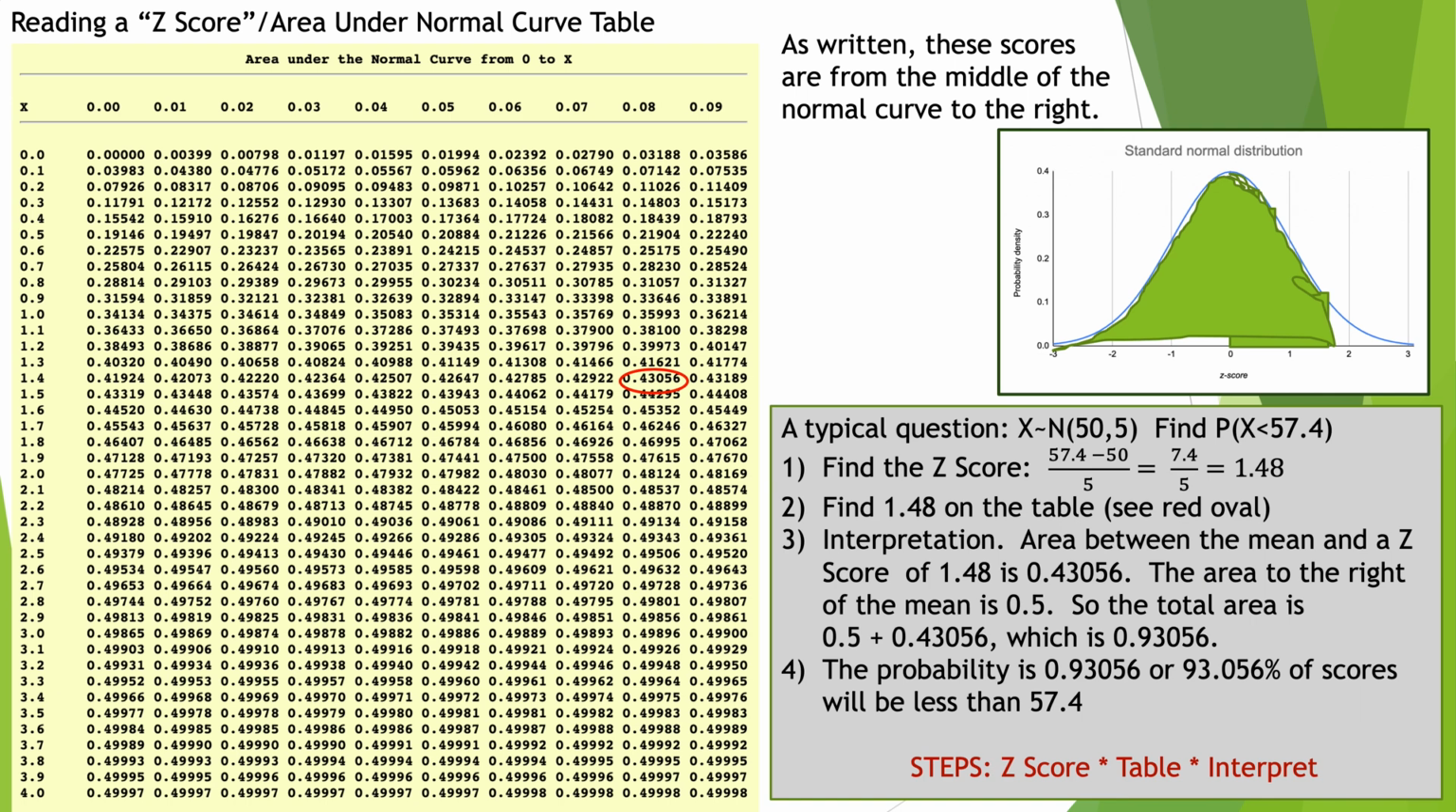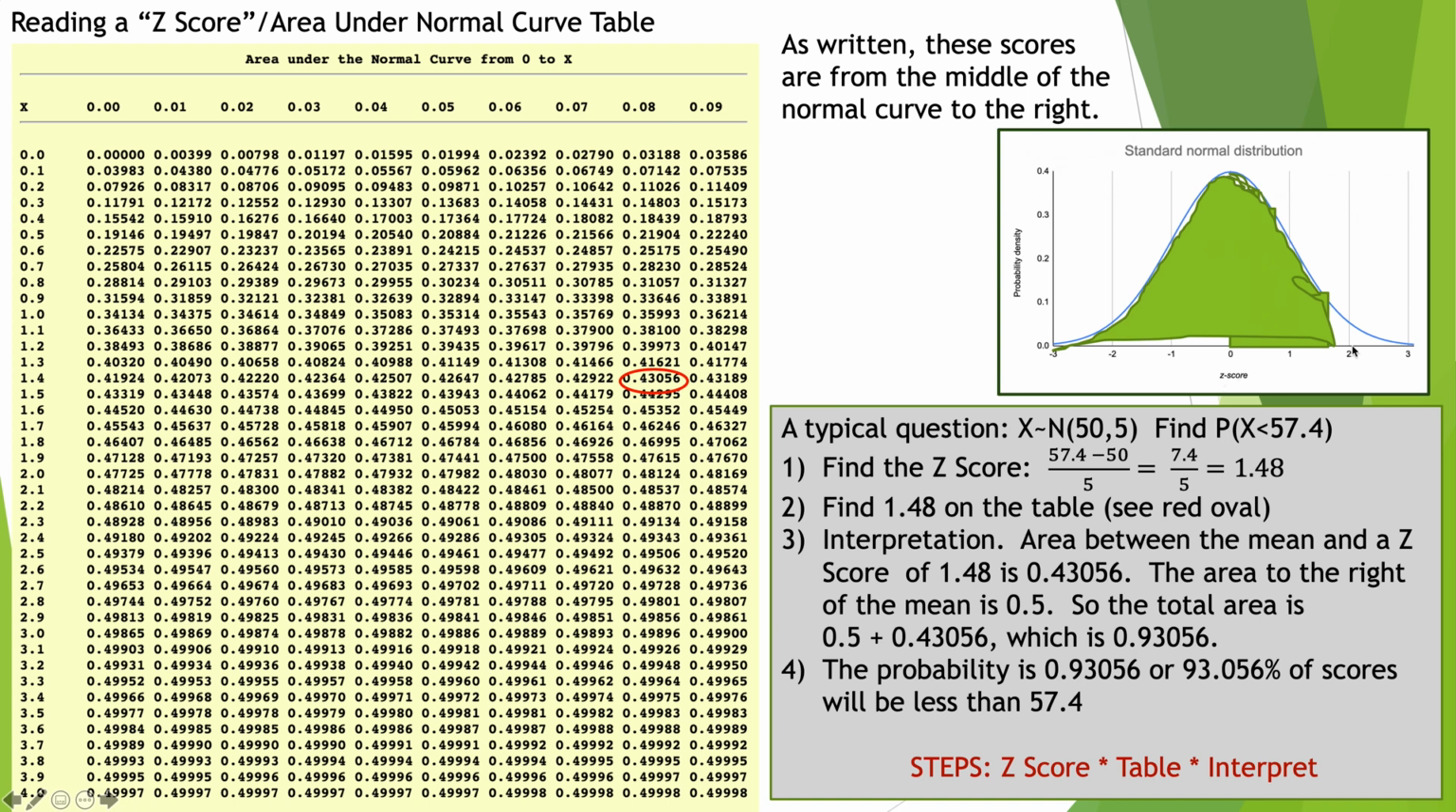Okay, so going over the problem now. Finding the z-score is 57.4 minus 50. Remember, you always subtract the average, or the mu, over the standard deviation, which is 5. That's 7.4 divided by 5, and I get 1.48. So here's my 1.4 on the left. Here is my 0.08. Put them together, I get 1.48, and I get 0.43056.